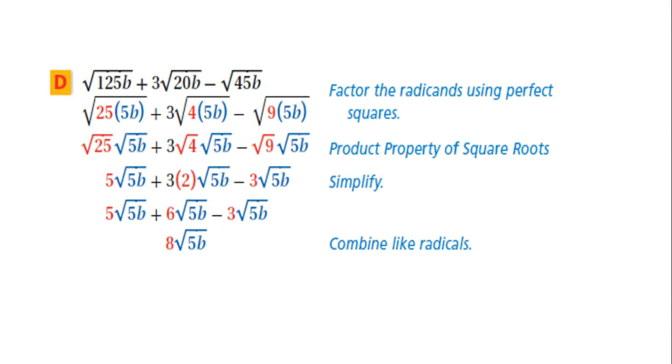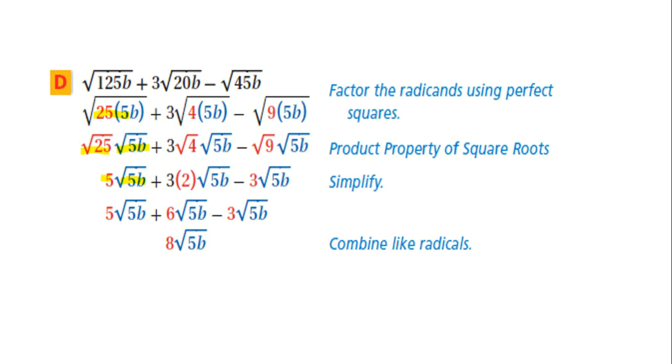Radical 125b plus 3 radical 20b minus radical 45b. We have to simplify each. Work on each separately. Look, 125 can be factored as 25 times 5b. Now split the root into 2 radicals. Here, radical 25 is 5. Radical 5b can't be simplified, so we write it as it is.